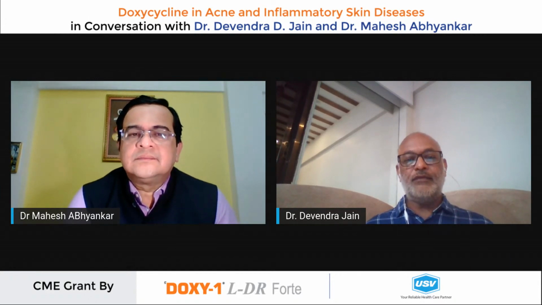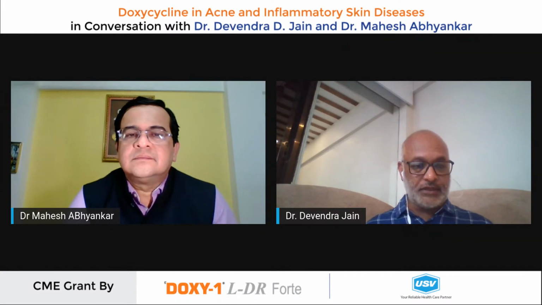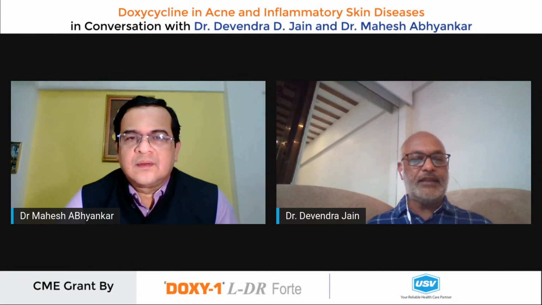VDRL and TPHA came highly positive in high titers, and as the first line of treatment I prescribed a penicillin group drug like Penidure, but unfortunately it is not available nowadays. So the second-line treatment is always the tetracycline group, and doxycycline is the drug of choice. So I put the patient on doxycycline 100 milligram BD on empty stomach. After 10 days she came for follow-up, and a lot of lesions had improved quite a bit. So obviously doxycycline has a role in syphilis.